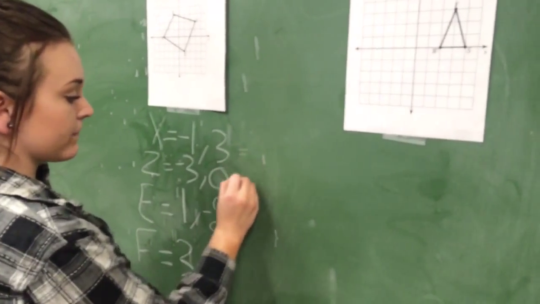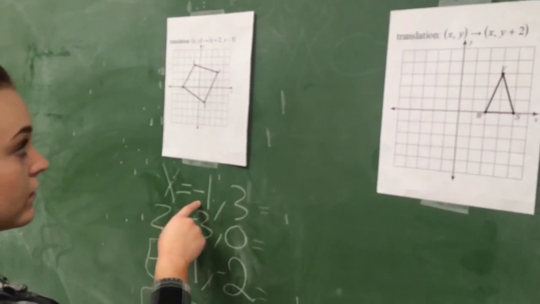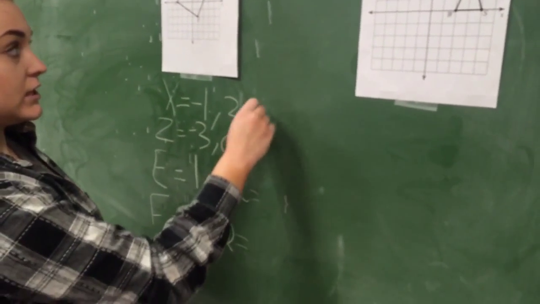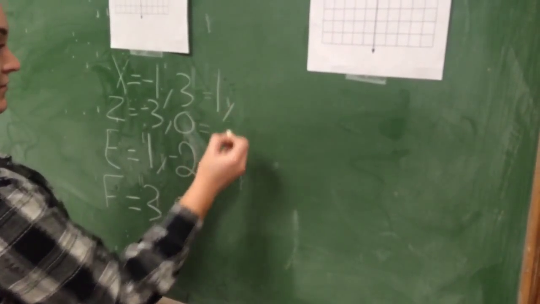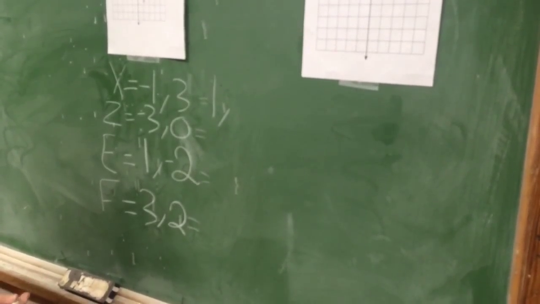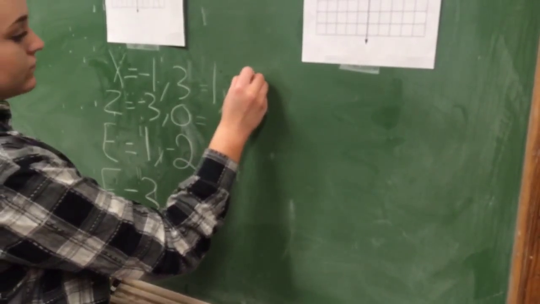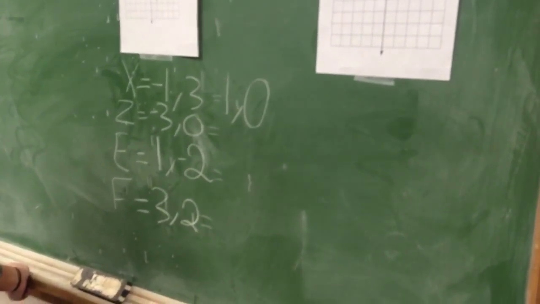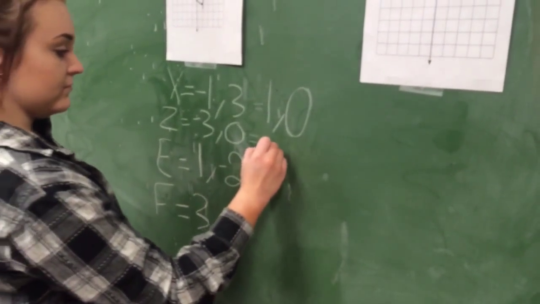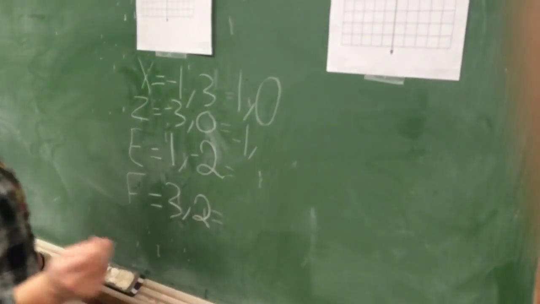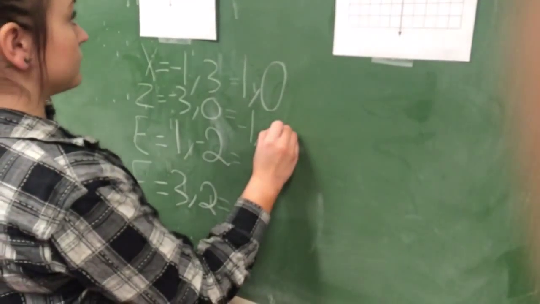So, you would take 1 plus 2, which is your X, and you would get 1. And then for your Y, which is 3, you would take that minus 3, which would be 0. Now on to Z. Your X is negative 3, and you would take that plus 2, which would equal negative 1. And for your Y, you would take 0 minus 3, which is negative 3.